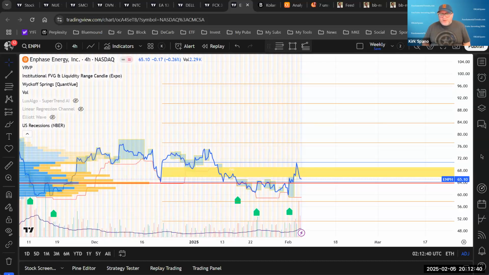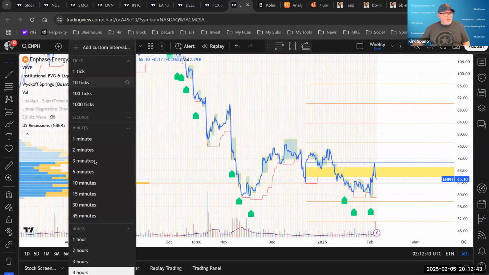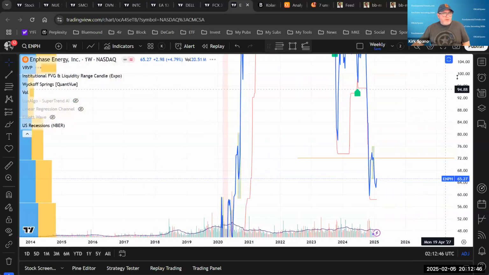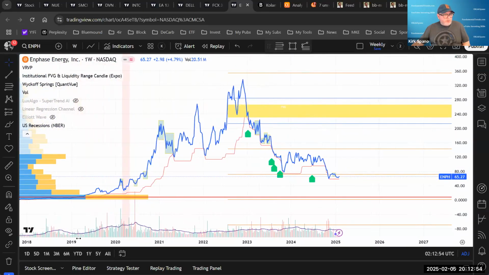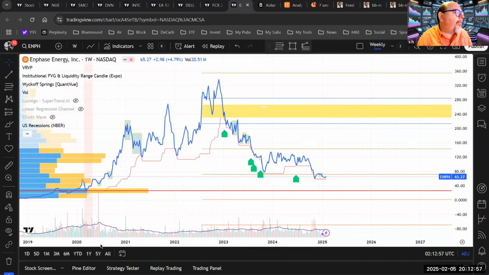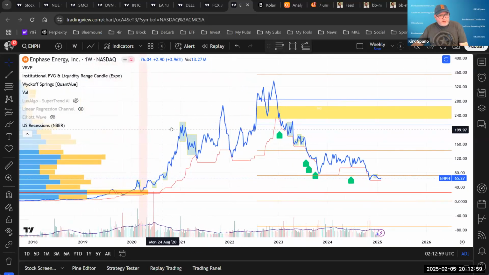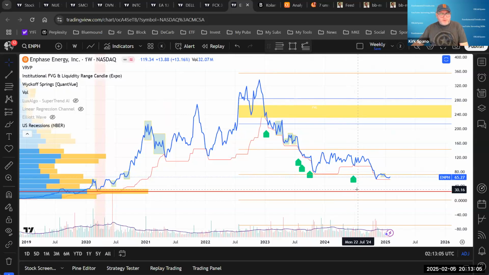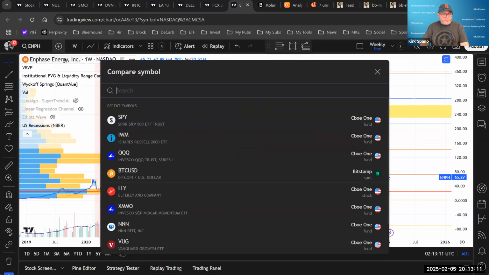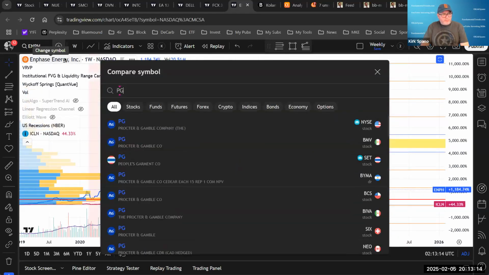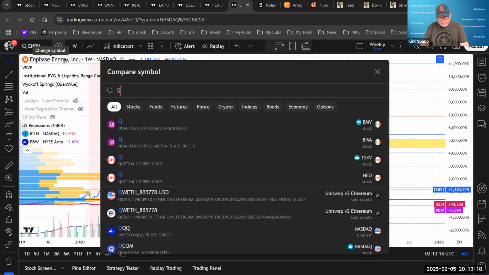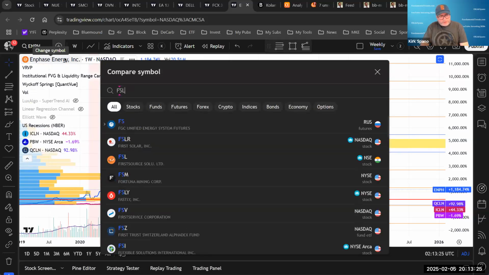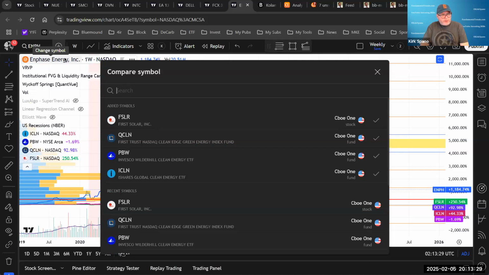So let's put a weekly chart up here for Enphase, right? I only need to go back to Christmas of 2018, which is where you need to go back to on most charts. Why? What happened on December 24th, 2018? That was the bottom of the market. So if you go back, now you start adding the different symbols in the space. FSLR for solar. Who else do you want in there? Whatever, these are pretty representative.